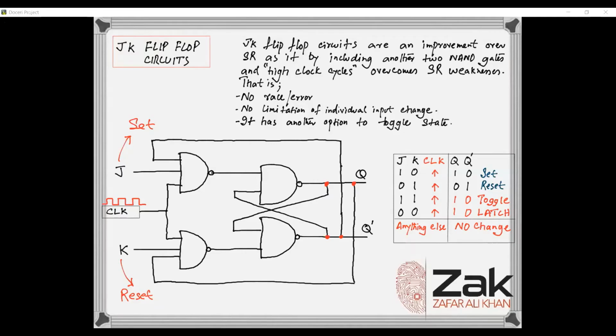So if J is 1 and K is 0, and the clock cycle is high, then it sets the data. This is called set. If J is 0, K is 1 and the clock cycle is high, then it is reset. So you can go from set to reset, it's up to you. What if you would like to toggle?